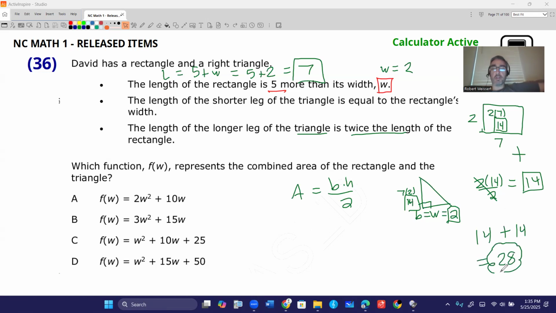Now, how does that give me an answer from here? Well, remember what I called W. I picked a number, and I called that 2. So if I simply plug in 2 for W, it should work for one of these answer choices. And if you follow my previous video, you know that it's going to be answer choice A. So let's test it out in all 4 choices using Desmos.